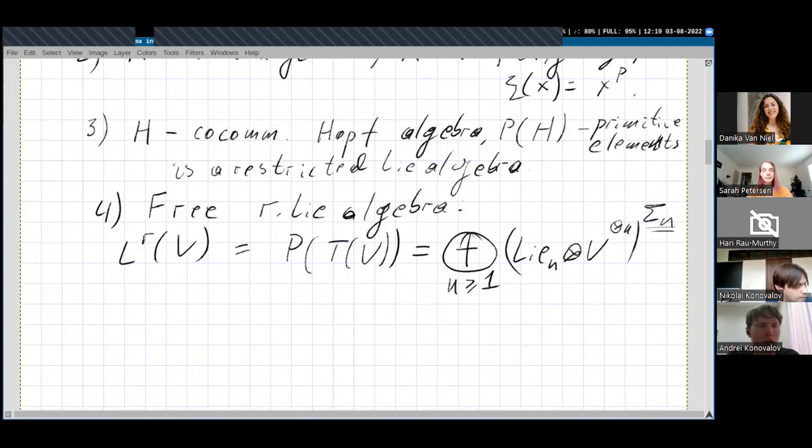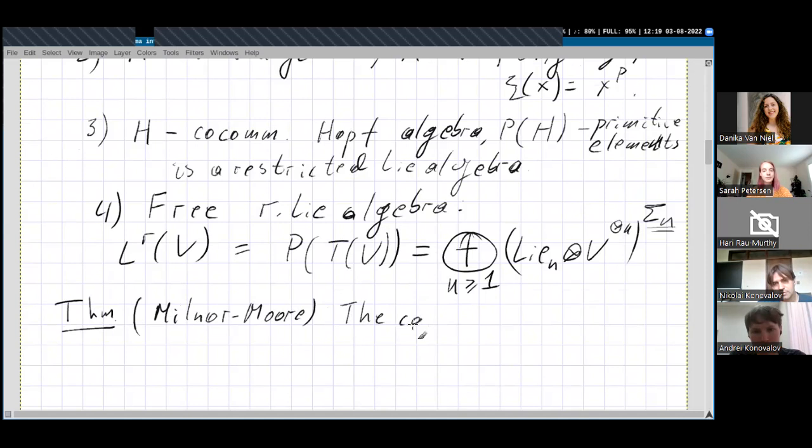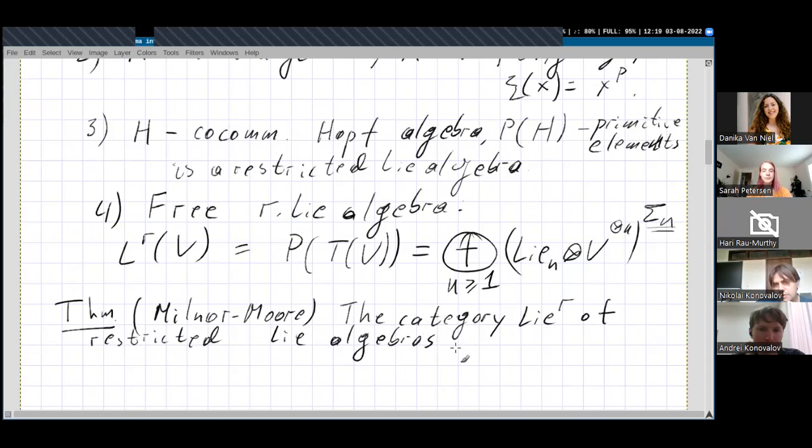And a theorem, proven in Milnor–Moore: the category of free restricted Lie algebras, which I would denote by VR, is equivalent to the category of Koszul algebras, namely primitively generated Koszul algebras.